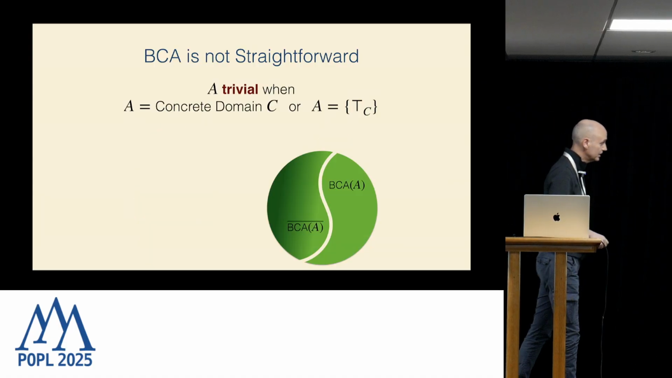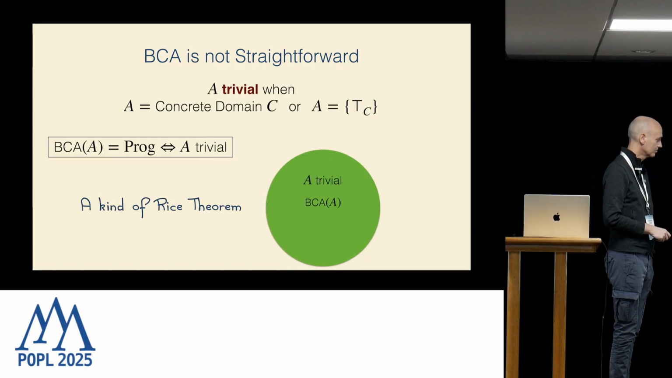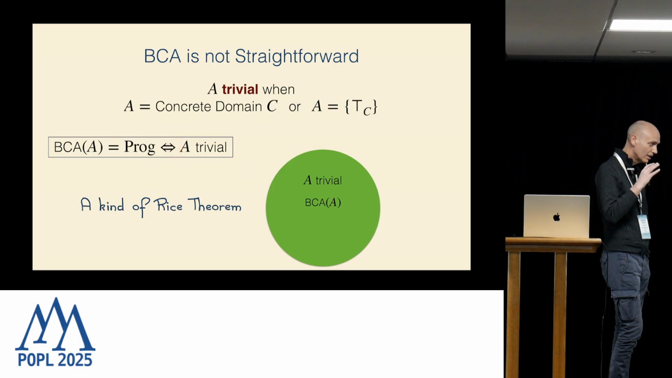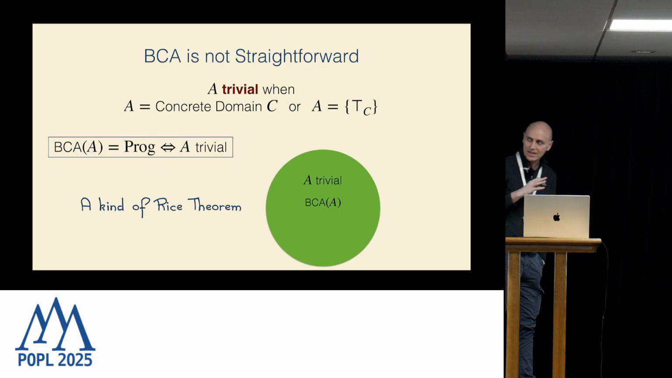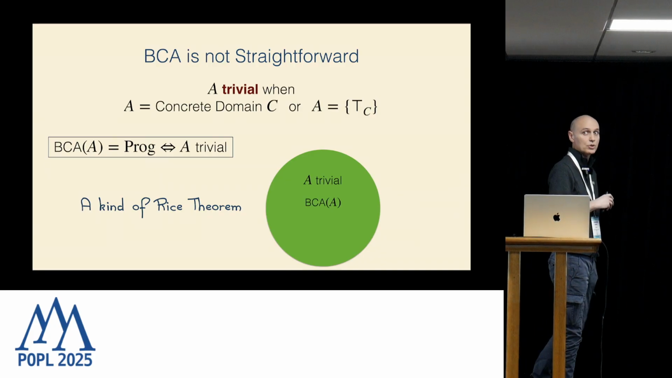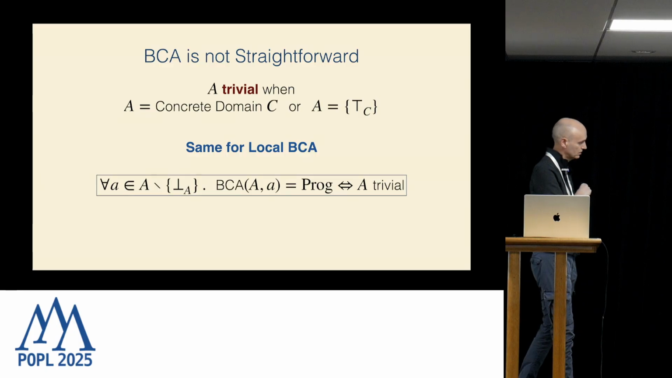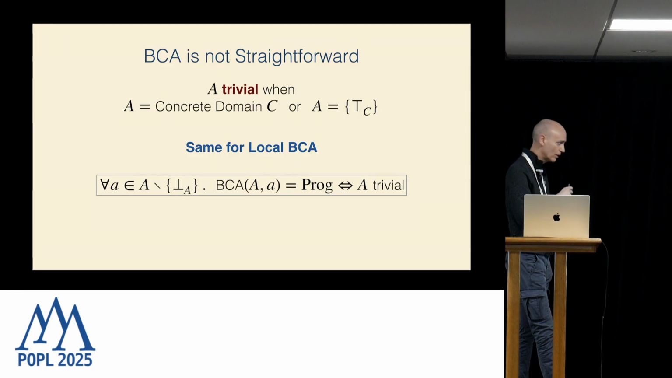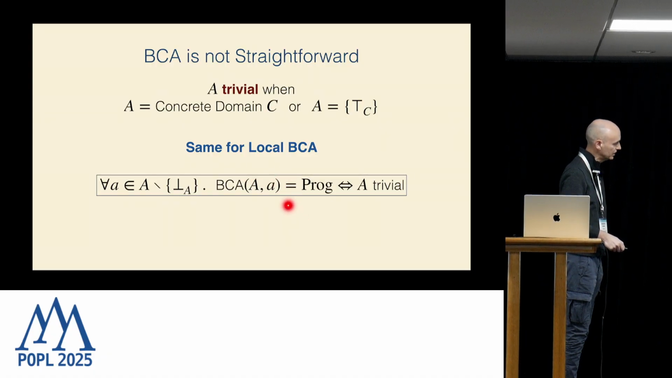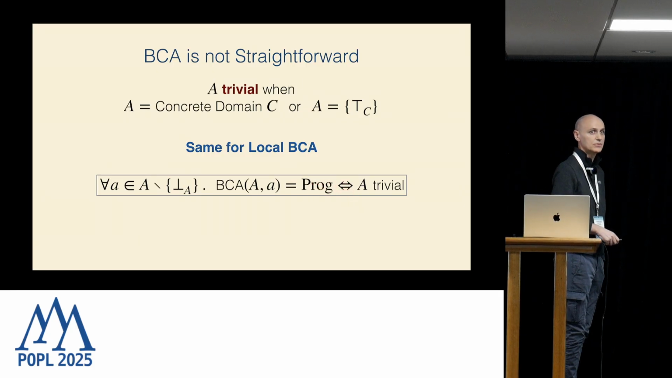So why this? Because in this case we have this result: when the BCA class for a given abstraction coincides with the whole set of programs, this happens if and only if that domain, that abstraction, is trivial. And so this has a flavor similar to the well-known Rice theorem in computability. This is for the global best notion, but the same happens for the local BCA. When we focus on a given precondition A ranging in our domain, this is the full set of programs if and only if the domain is trivial.